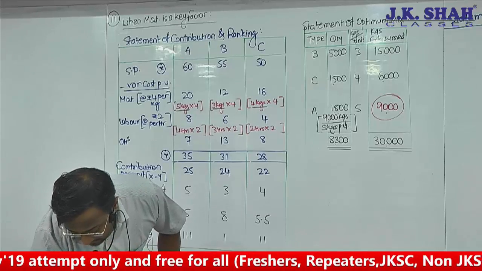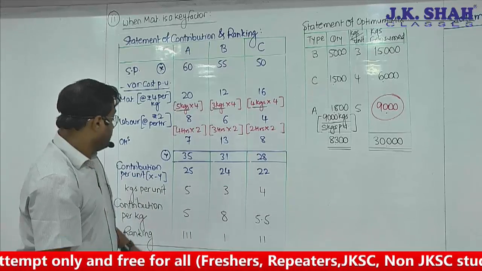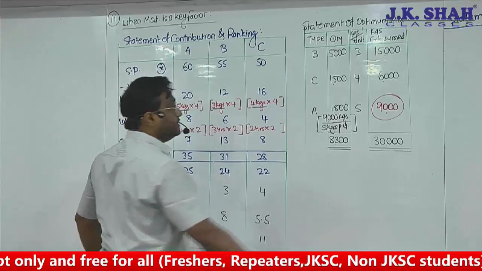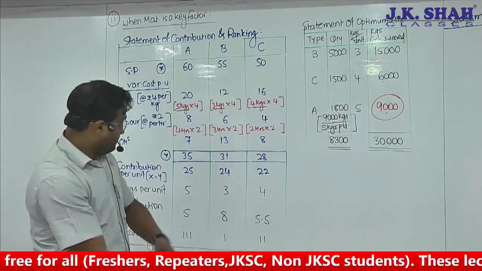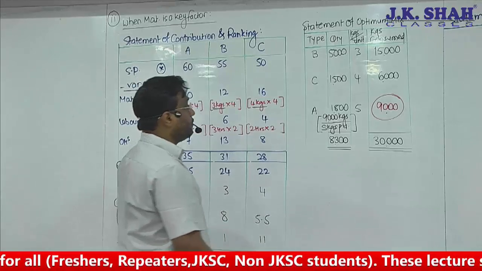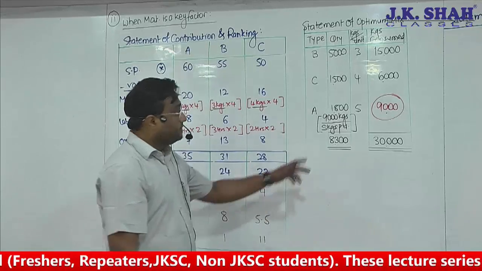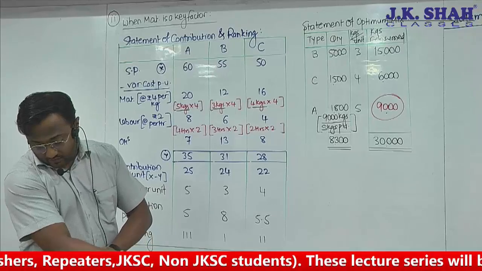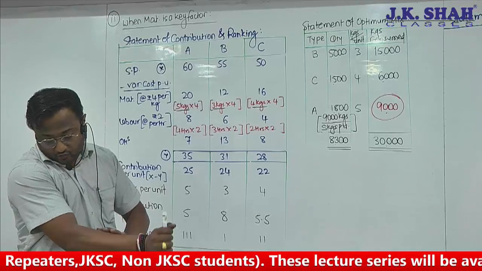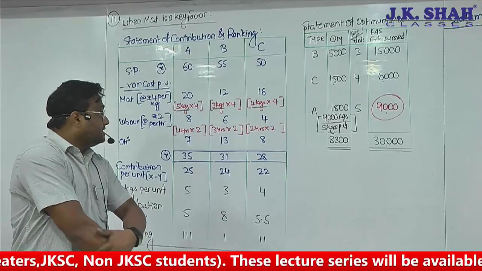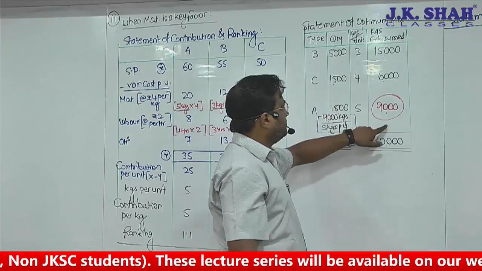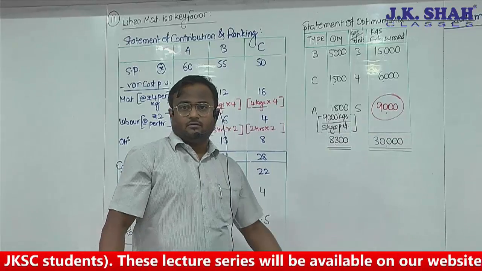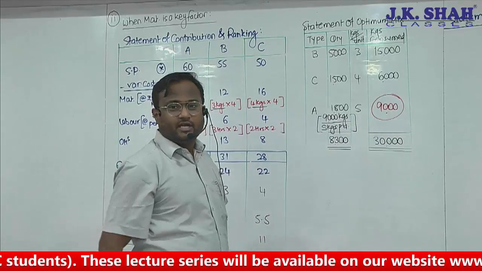5,000 of B, 3 kgs is requirement, will consume 15,000. 1,500 of C at the rate of 4, 6, 1,500 units at the rate of 4, 6,000. 21,000 is consumed. I still have 9,000 kgs left with me.